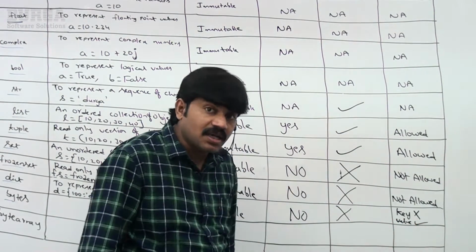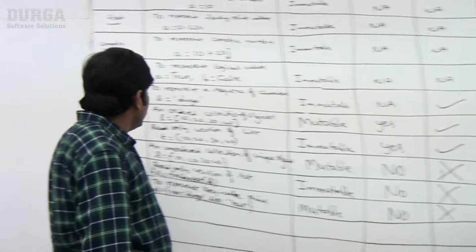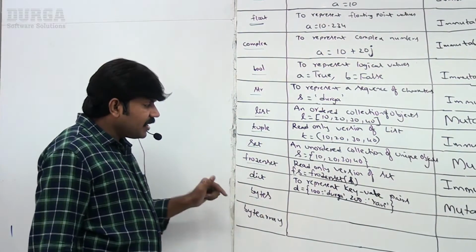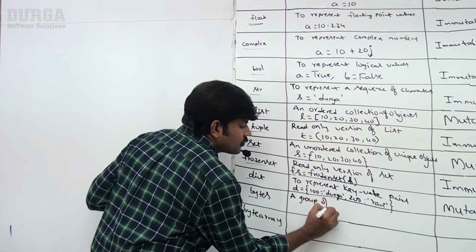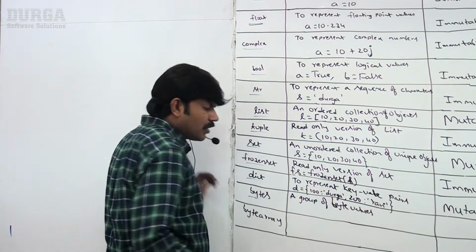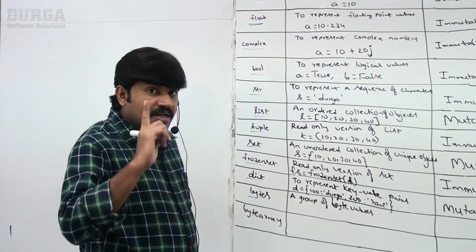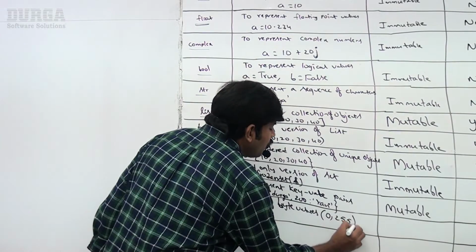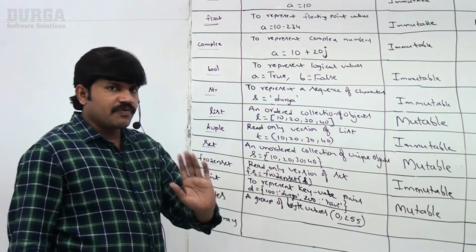So, duplicate keys are not allowed, but values can be duplicated, no problem at all. Okay, now what is the next one? Bytes and byte array. Bytes is a group of byte values. If you want to represent a group of byte values, then we have to go for bytes type, but compulsorily the values should be in the range 0 to 255 only. Remember this one, 0 to 255 only.